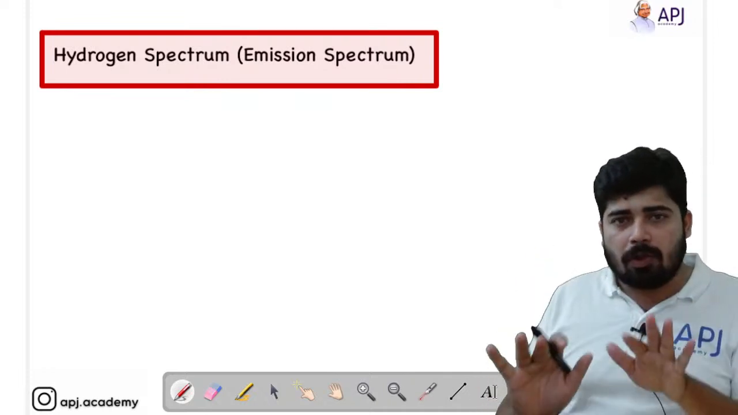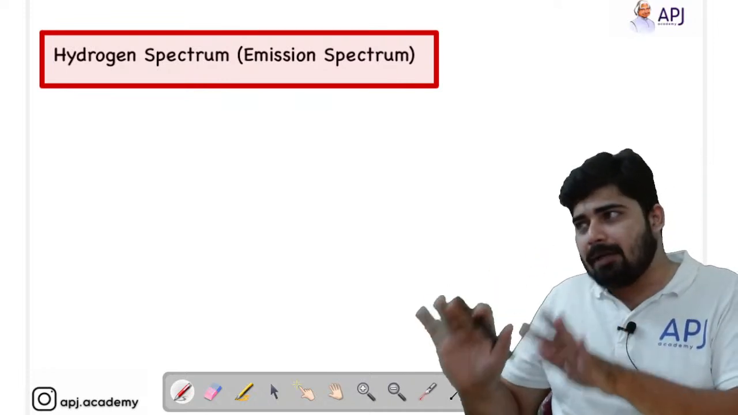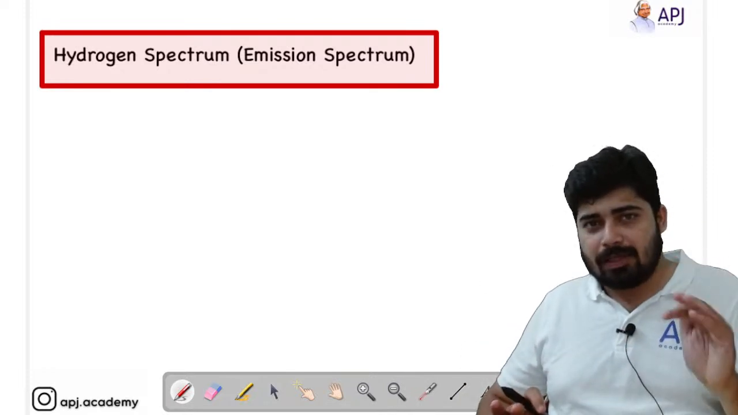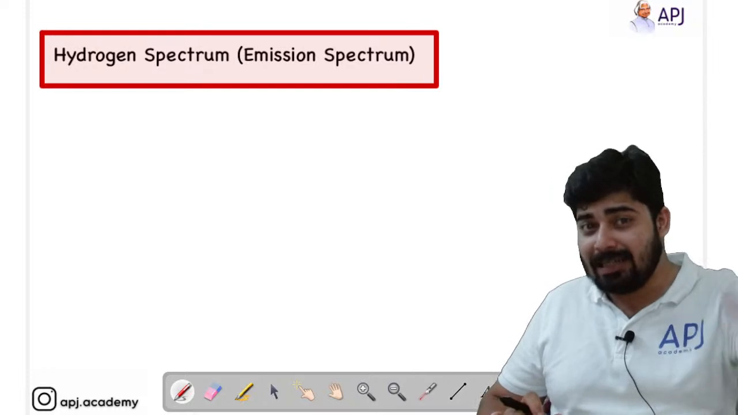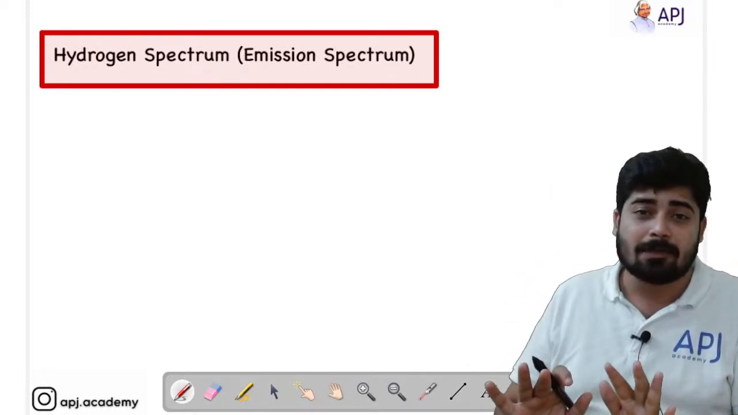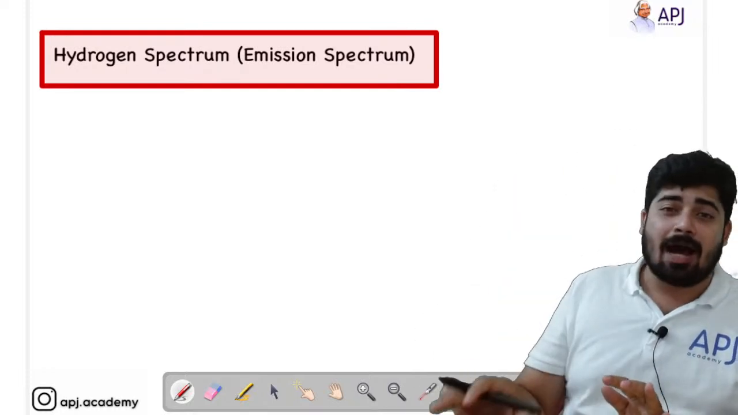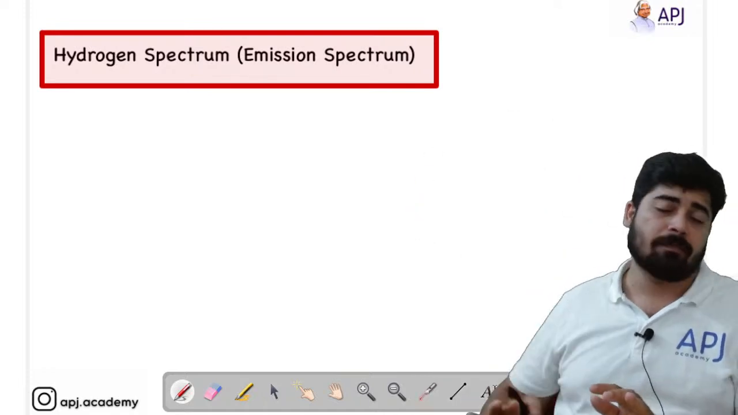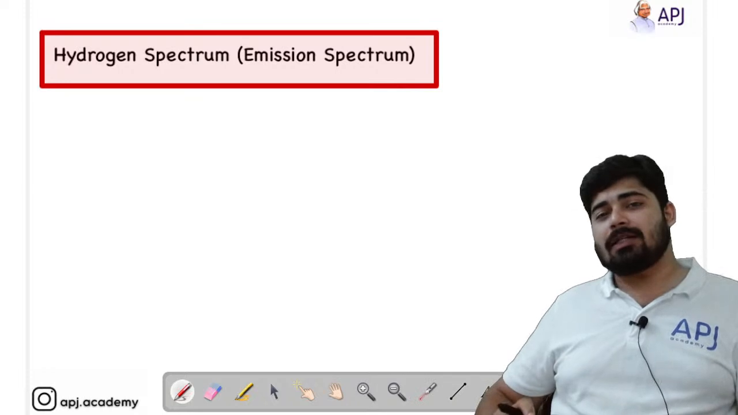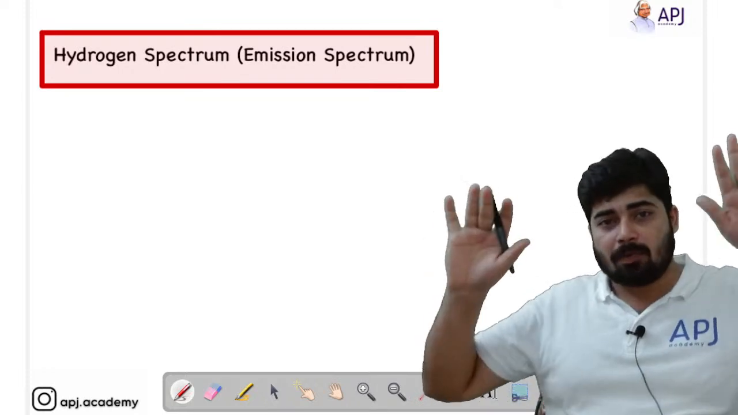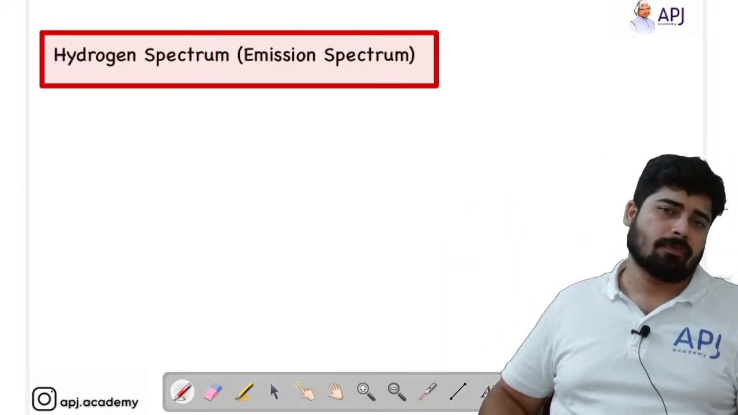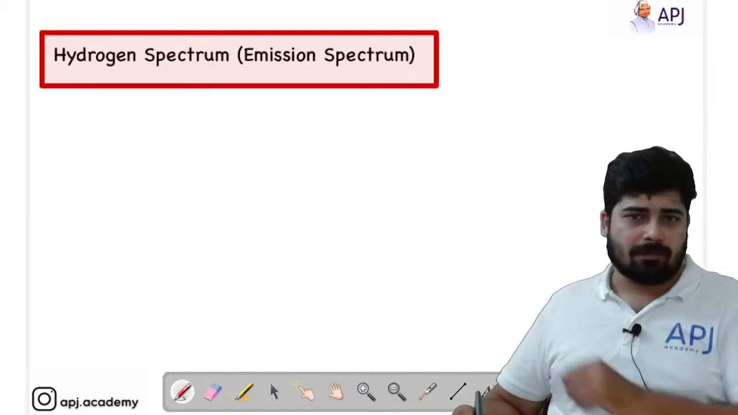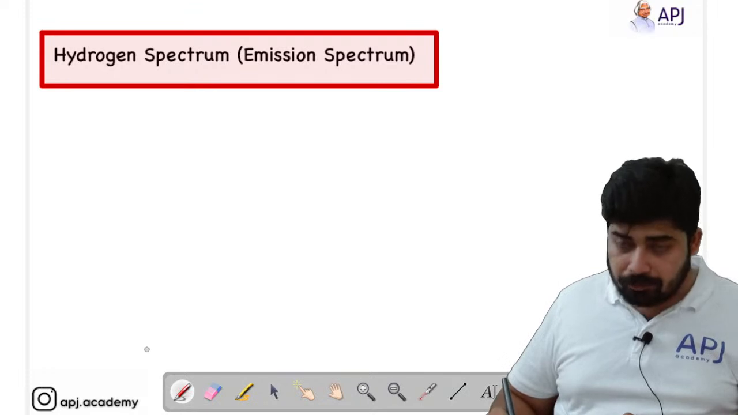We know that there are 118 elements till now. All these elements have a maximum of 7 shells. The 7th period consists of those elements which have electrons present in the 7th shell. So now we are going to consider that there is a maximum of 7 shells. Corresponding to 7 shells, let me draw this.